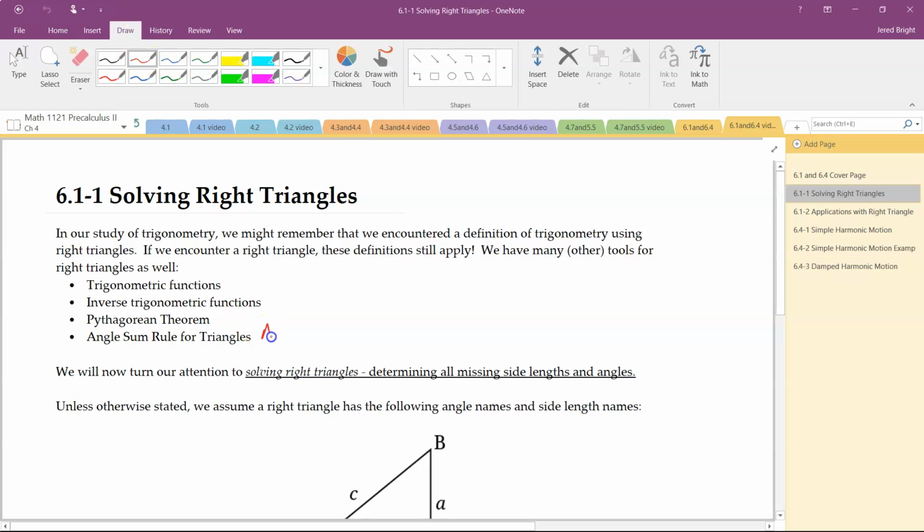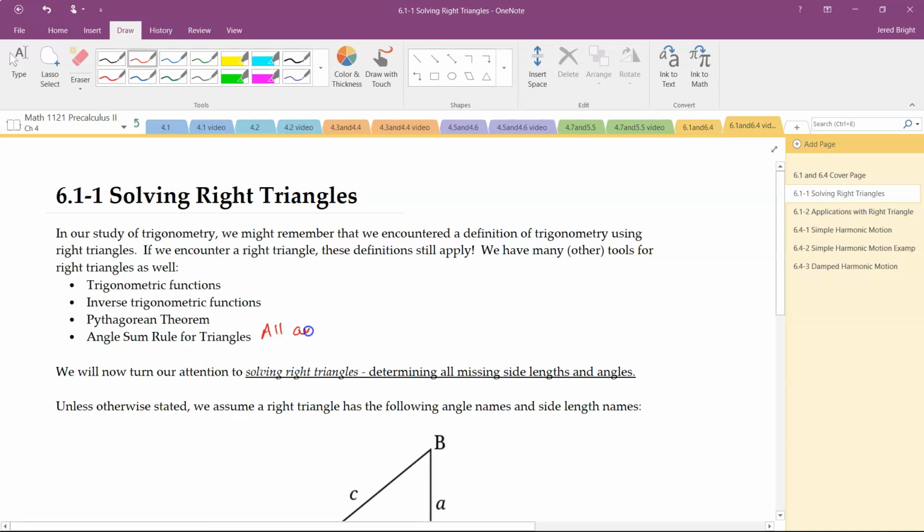Okay, so I'm just going to write that: all angles sum to 180 degrees. Okay, so now we're going to turn our attention to solving right triangles, where we're given very little information. Okay, so when we say solve, it's find all missing side lengths and angles.